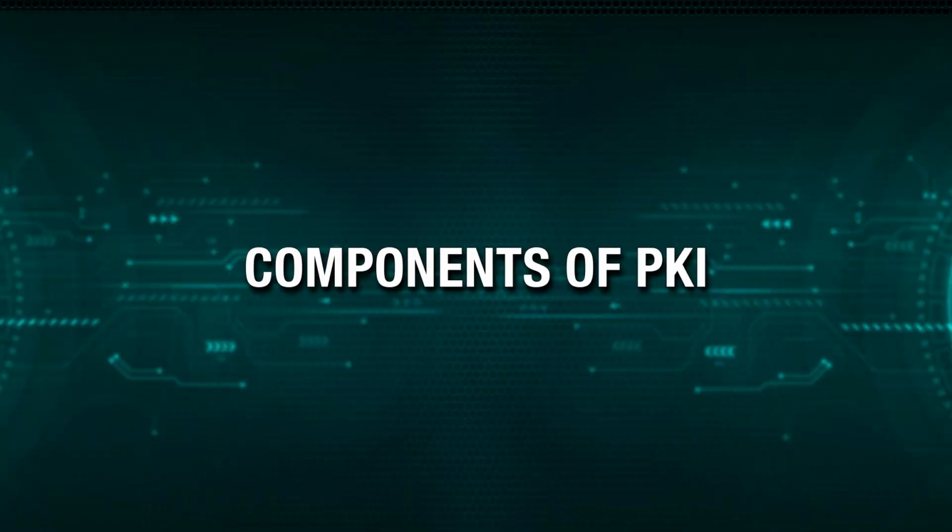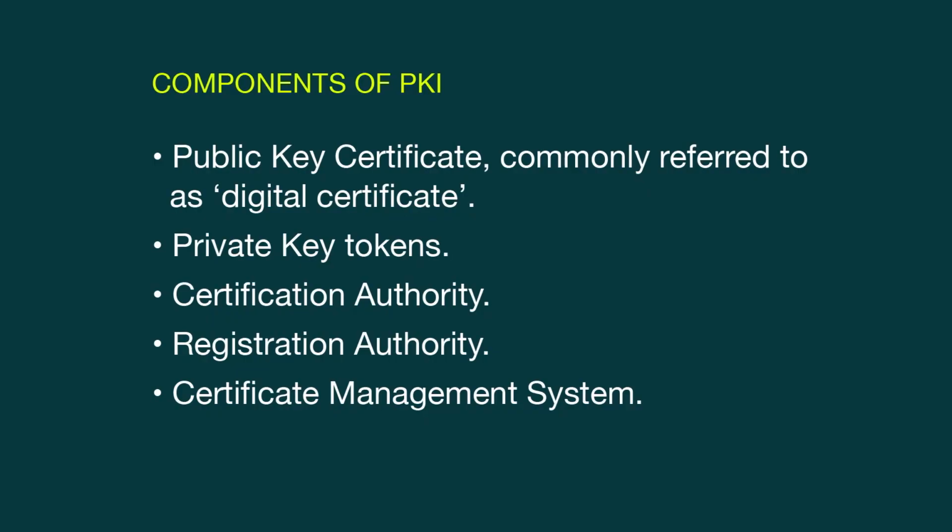The most crucial requirement of assurance of public key can be achieved through the public key infrastructure, or PKI, a key management system for supporting public key cryptography. Components of PKI. The framework of PKI comprises the following components: public key certificate, commonly referred to as digital certificate; private key tokens; certification authority, registration authority and certificate management system.